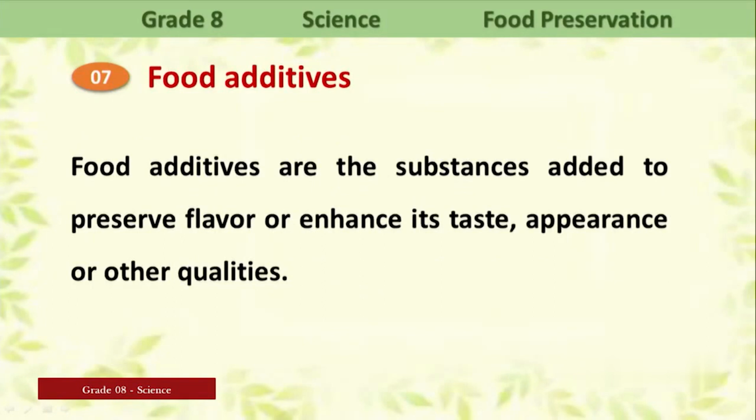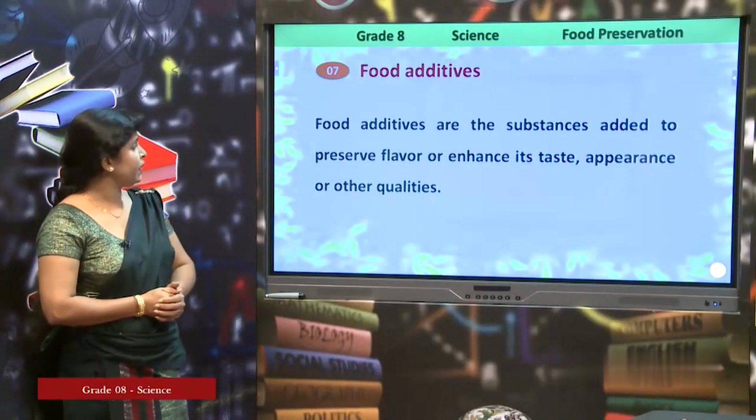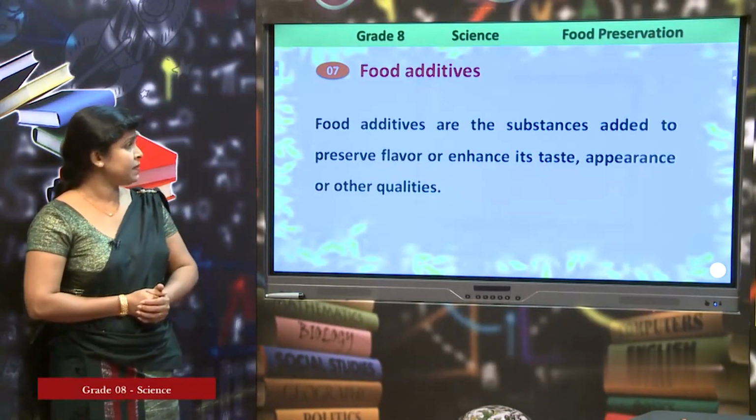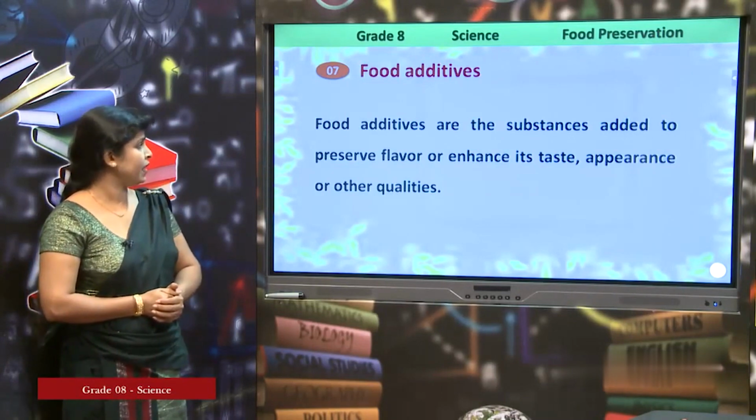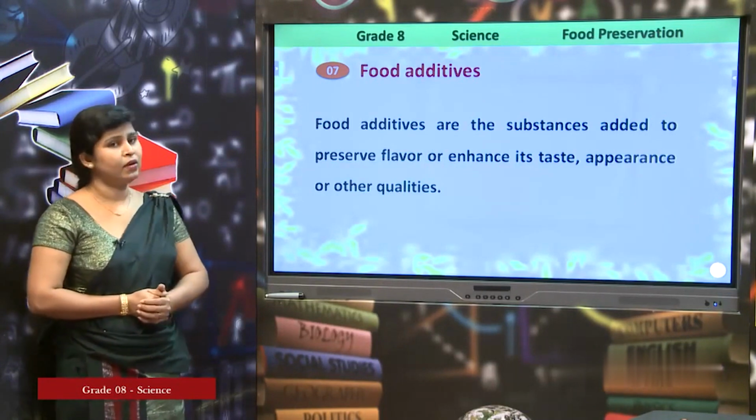Right. Now, I am going to explain to you about food additives. Let us see what are known as food additives. Food additives are substances, actually chemical substances, added to preserve flavor or enhance its taste, appearance or other qualities. Let us read it again. Food additives are the substances added to preserve flavor or enhance its taste, appearance or other qualities.